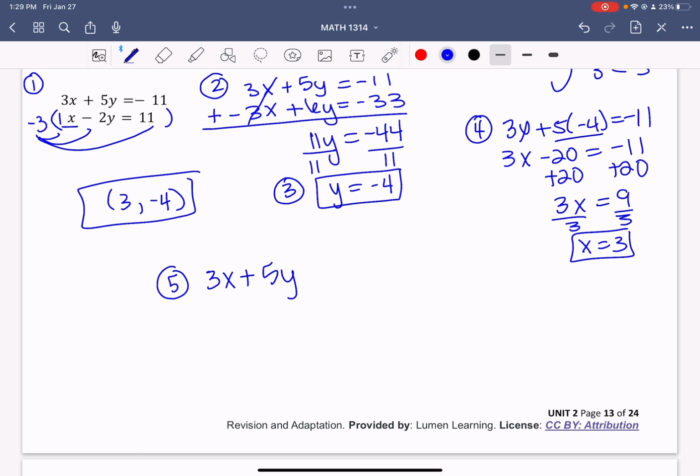Step 5, I can just check my answer. So I'm going back up to my original equations and making sure it works in both of those original equations.